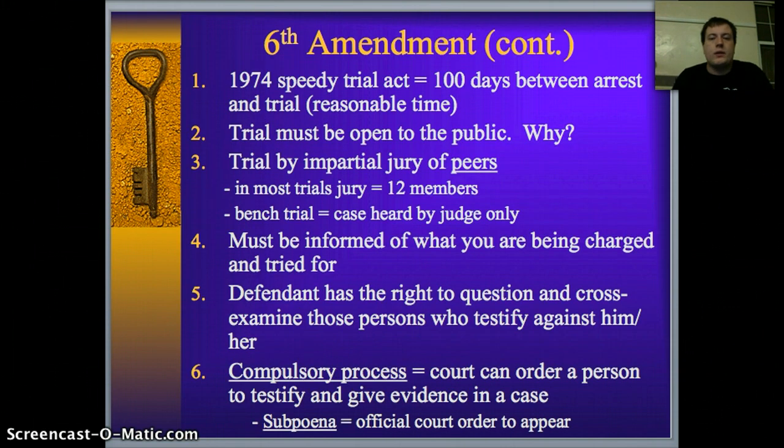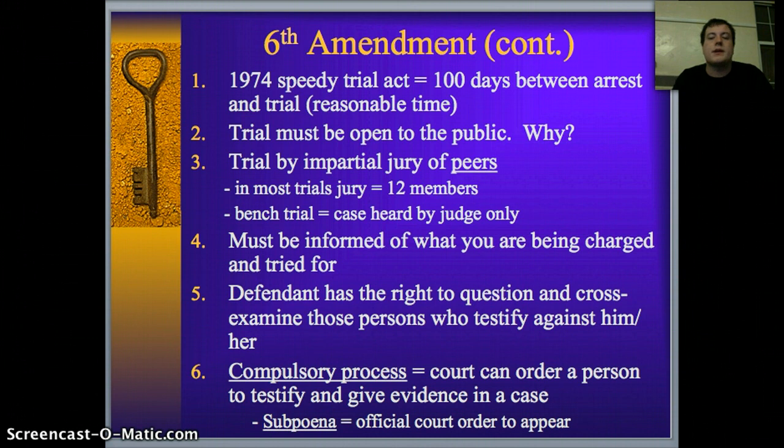In 1974, it was decided that a speedy trial means that it must happen within 100 days. The trial must be open to the public. We want this because we don't want trials that are secretive or whose results we don't understand. The trial must be by an impartial jury of your peers, 12 members in most cases. You must be informed of your charges.